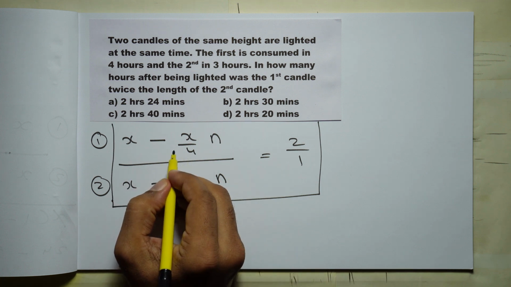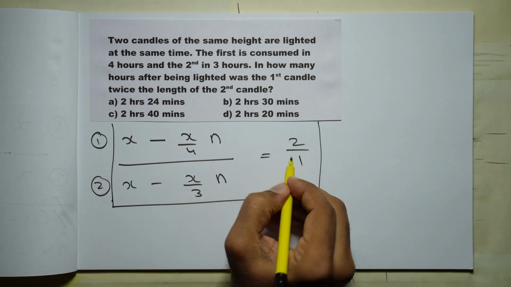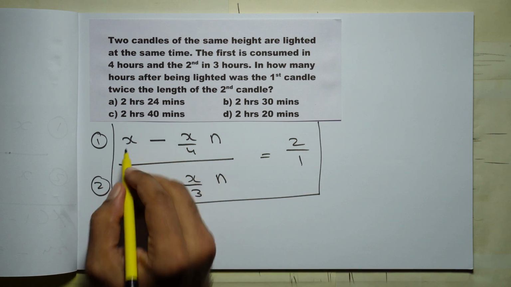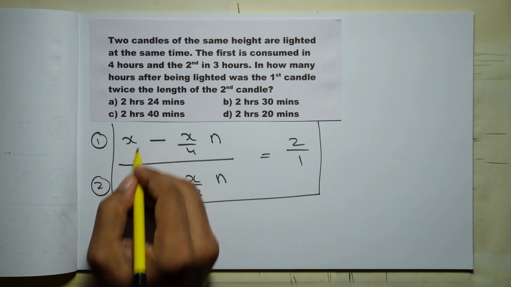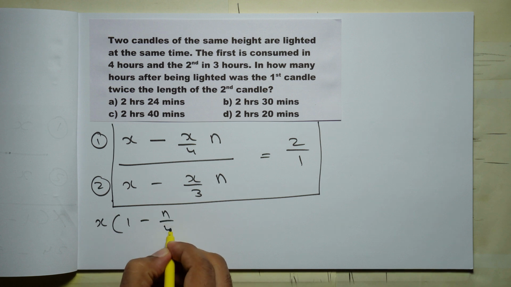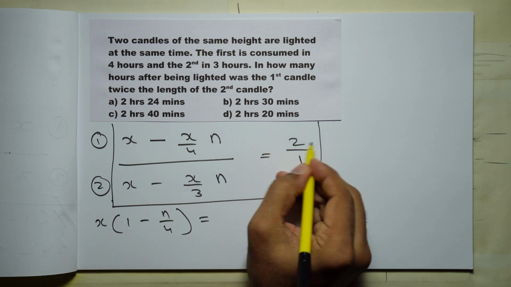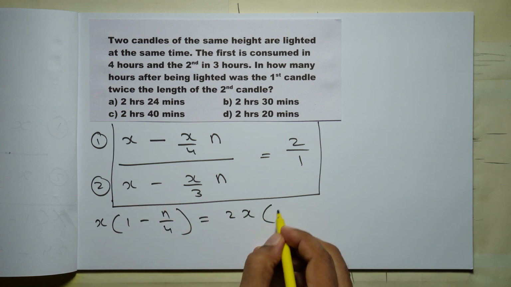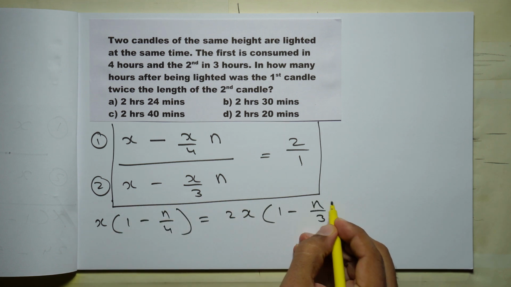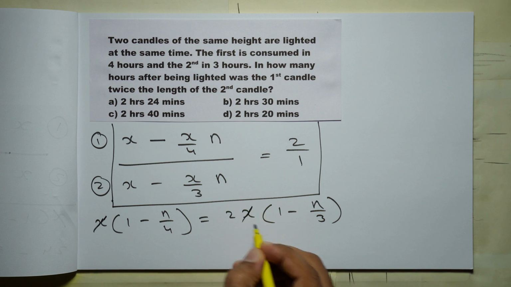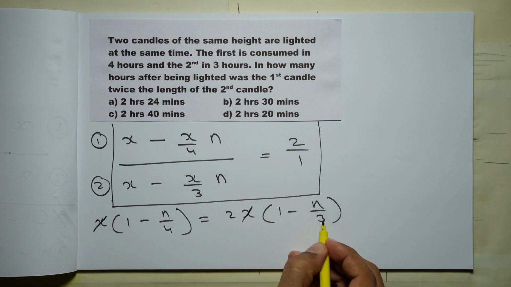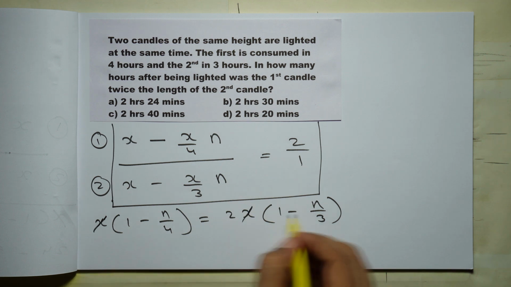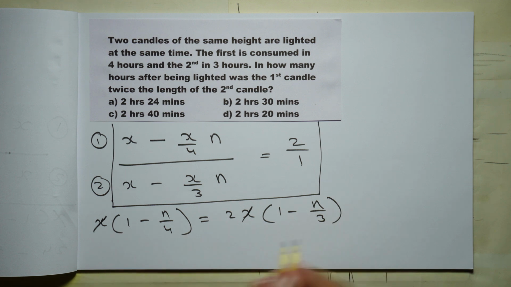Now I'll take out x common outside and I'll cross multiply also. Now if you take out x common outside, x into the remaining 1 minus n by 4, that is equal to 2 times x, I'll take out common. Inside you have 1 minus n by 3. Now I'll cancel out the x. Now the LCM of 4 and 3 is 12. So I'll multiply throughout by 12. So all the denominators will go off.